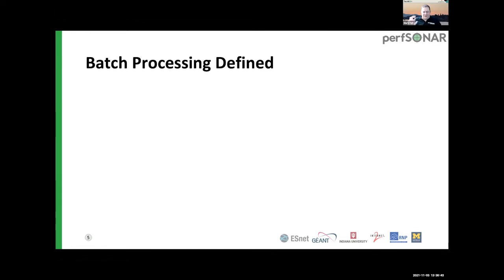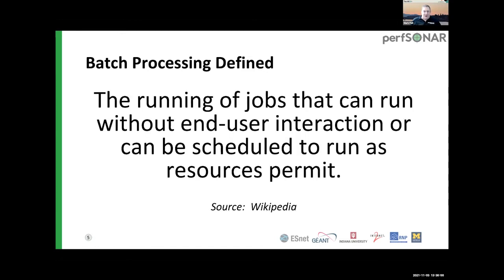I always start these things with a definition slide. I don't know why, but I do. So batch processing is the running of jobs that can run without end user interaction or can be scheduled as resources are available. The part of this that we actually care about is the without end user interaction, largely because the scheduled as resources permit part is already something that pScheduler does no matter how you run your measurements.